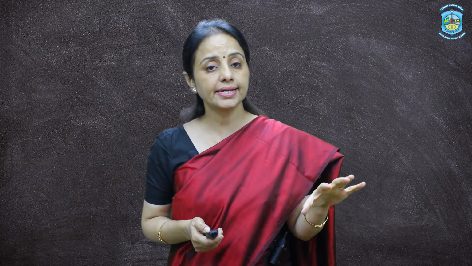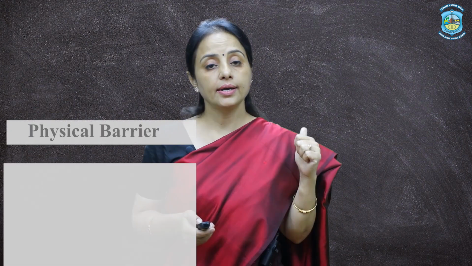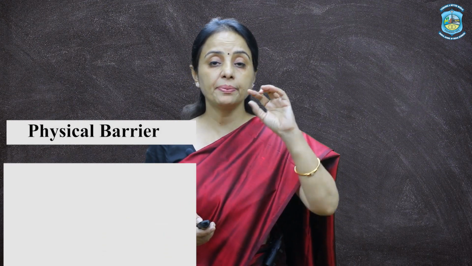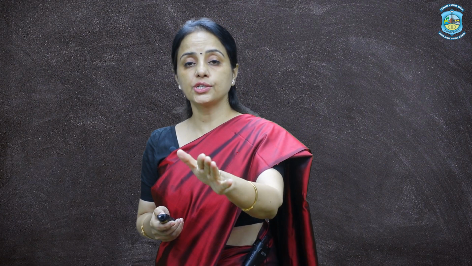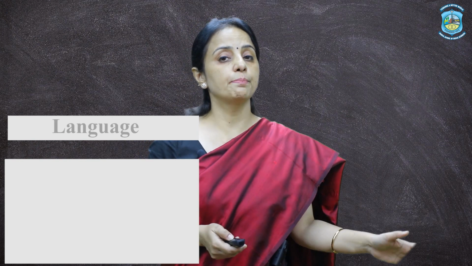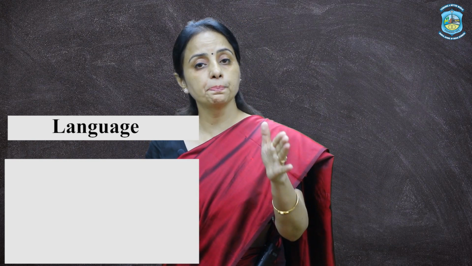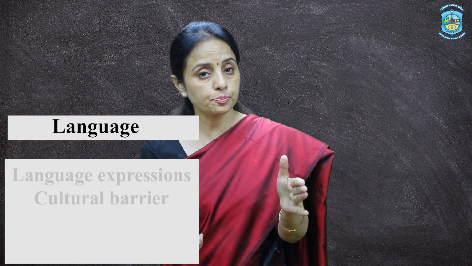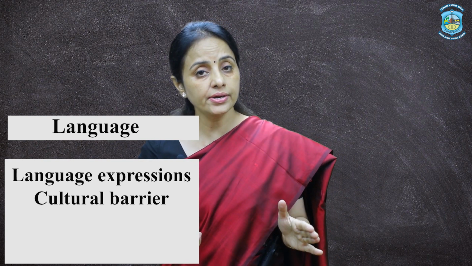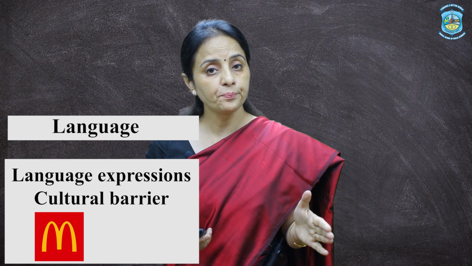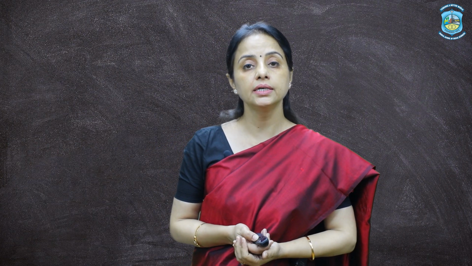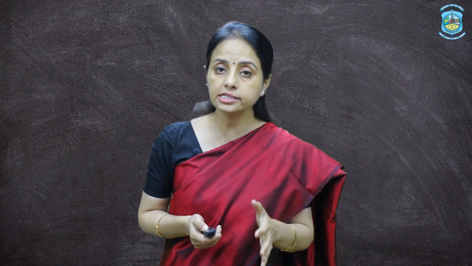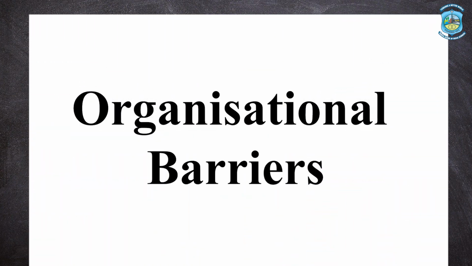Now, just to give you a recap, we have done number 1, physical barriers, where prime importance was given to noise and physical distance. The second we touched upon was language and semantic barriers, where we touched mainly on language expressions and the cultural barriers. We did an example of McDonald's, and an example of COVID-19. Now, the third most important barrier that we are going to understand in this particular module is the organizational barrier.